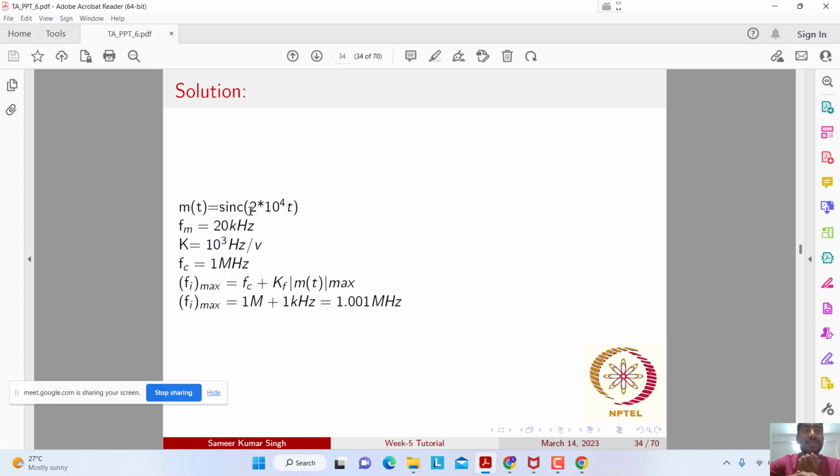Because it's a sinusoidal, we have to just take the frequency of the message signal, not the amplitude. So it will create no issue. So just put the kf, max value of m and fc. It will become 1.001 megahertz. It's clear.